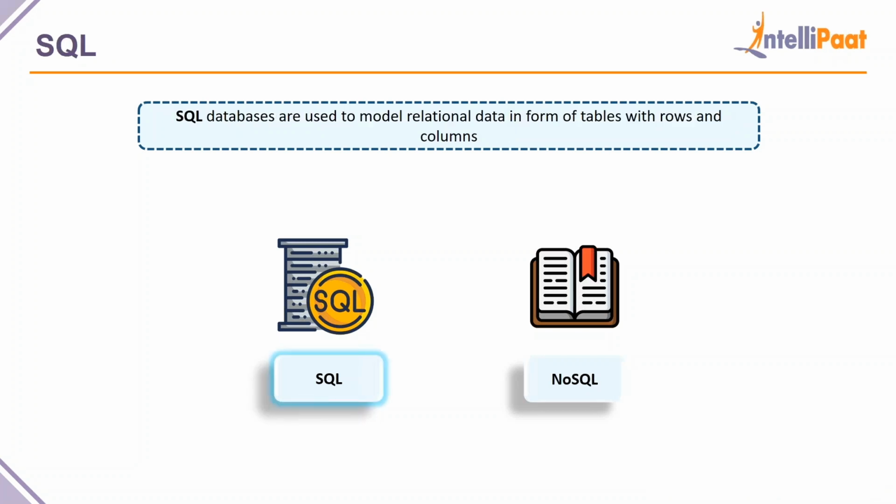So SQL databases are used to model your data in the form of rows and columns, in the form of tables, multiple tables containing data about users, and all of them are linked together using foreign keys, primary keys, and so on and so forth.